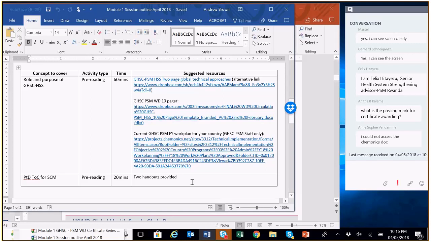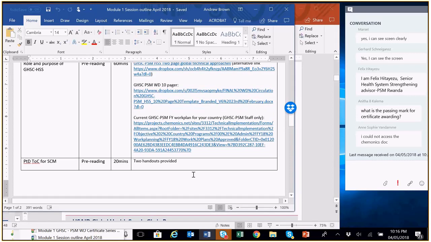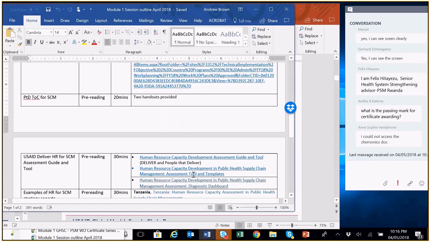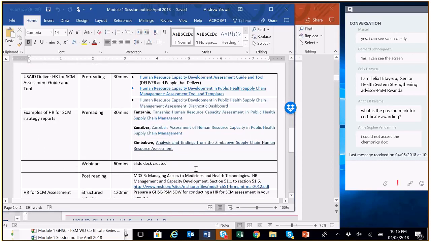There are 2 more handouts which will come to you after the call today, and they are 2 handouts from People That Deliver that are pictorial handouts that show you their framework for the theory of change for human resources that we'll discuss briefly.